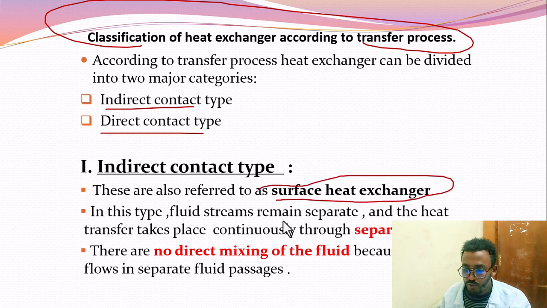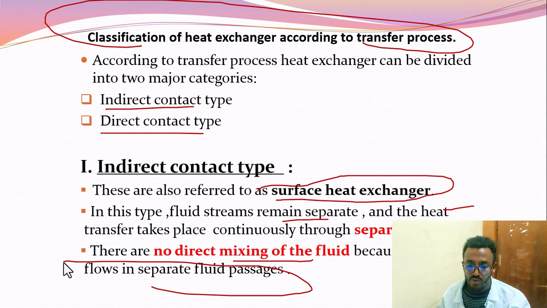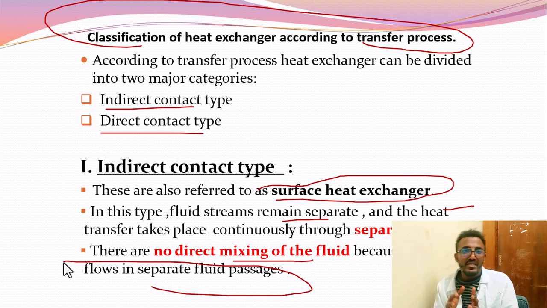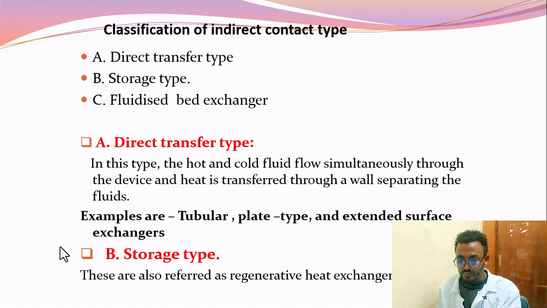In this type, fluid streams remain separate, and the heat transfer takes place continuously through a separating wall. The wall separates the fluids, so the heat passes through the separating wall. There is no direct mixing of fluid because each fluid flows in a separate fluid passage. So we call it indirect contact type.